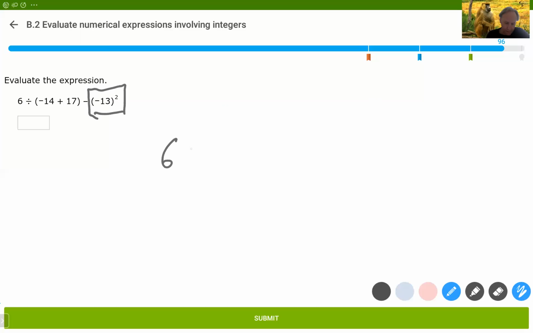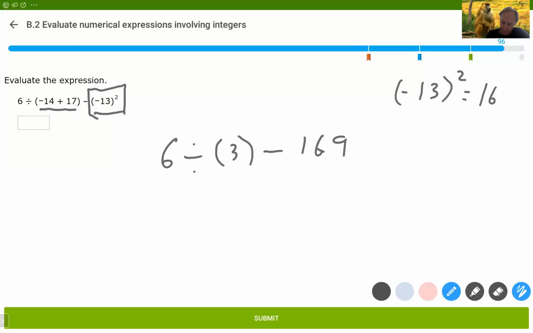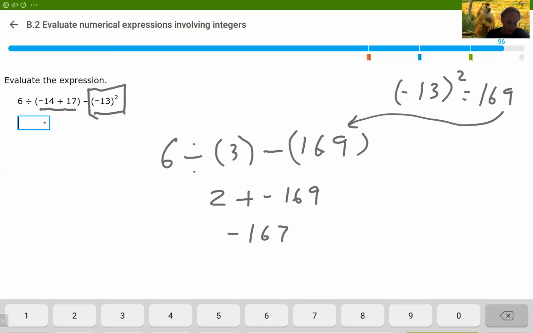So we have 6 divided by, there's this thing in parentheses, which is 3. And then we have minus, and then I have a 13 squared, which is 169. Well, actually, it's a negative 13 squared, but negative 13 squared is positive 169, which is why I put it right there. Notice the parentheses are there. So now we've got 6 divided by 3, which is 2, plus negative 169. That negative makes it plus a negative, and that is negative 167. Again, really easy to make a mistake.